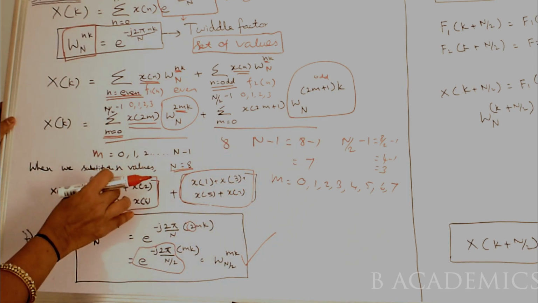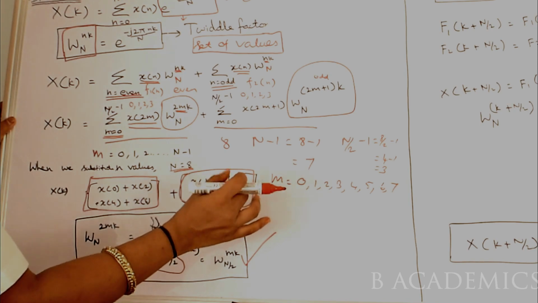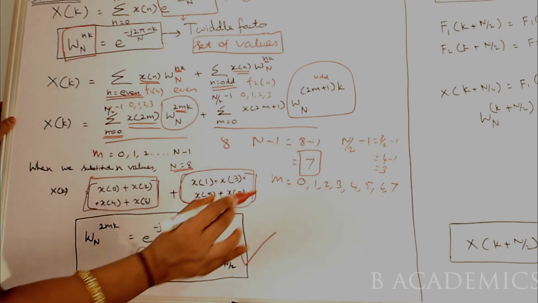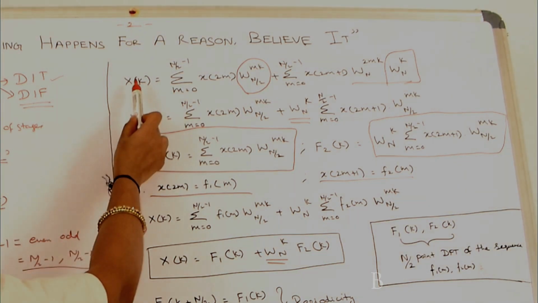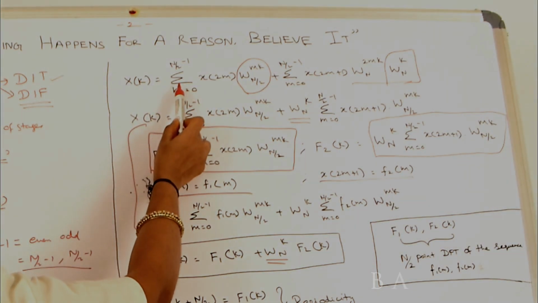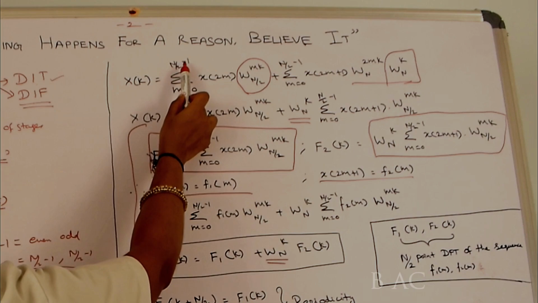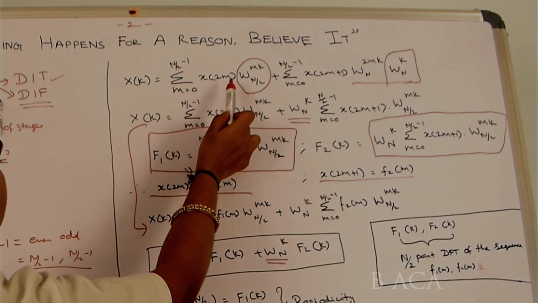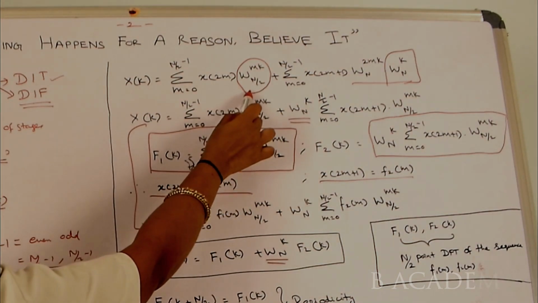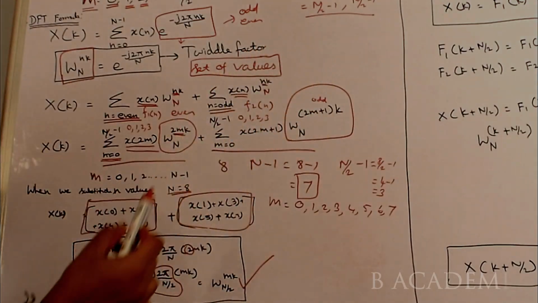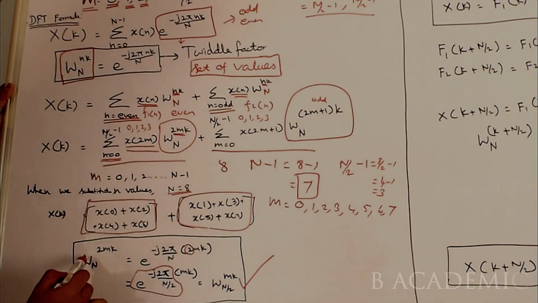So totally from x of 0 to x of 7 you have got. Okay, that's it. And next, consider this one. X of k is equal to summation m equal to 0 to n by 2 minus 1 x of 2m W n by 2 mk. So this is nothing but your twiddle factor. I have given the explanation here.